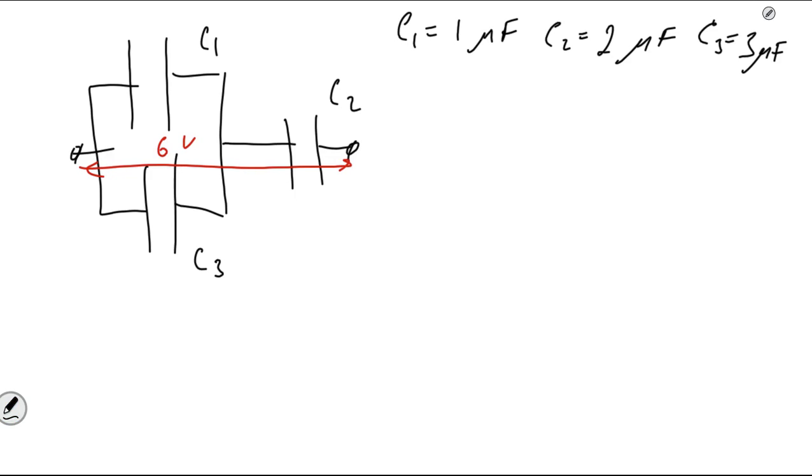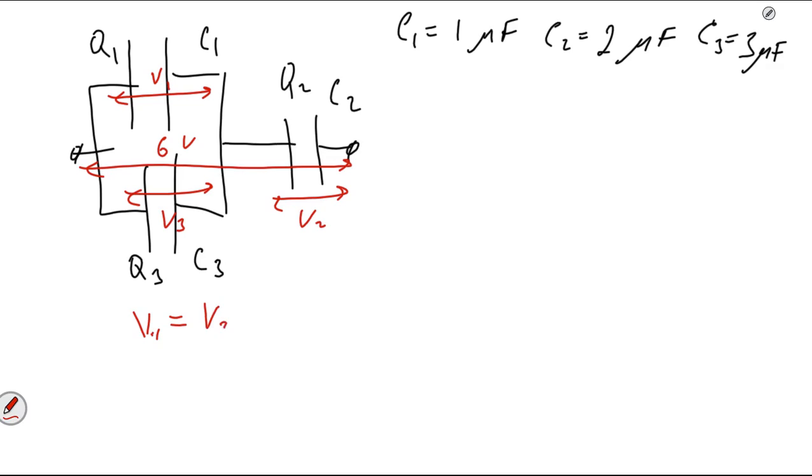Well, of course, every capacitor has a certain charge, Q1, Q2, Q3, and a certain voltage. In general, I'm just gonna use a letter V: V1, V3, V2. But C1 and C3 are in parallel, so V1 equals V3.